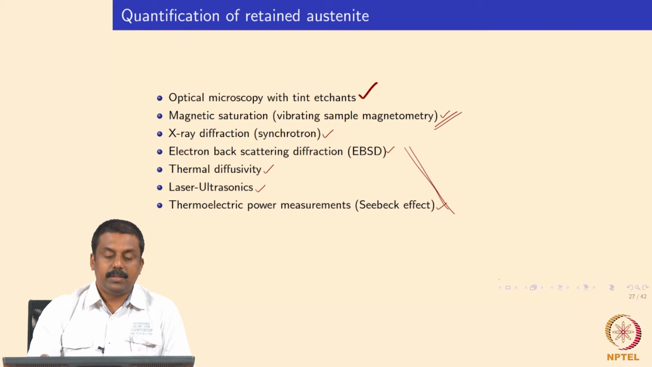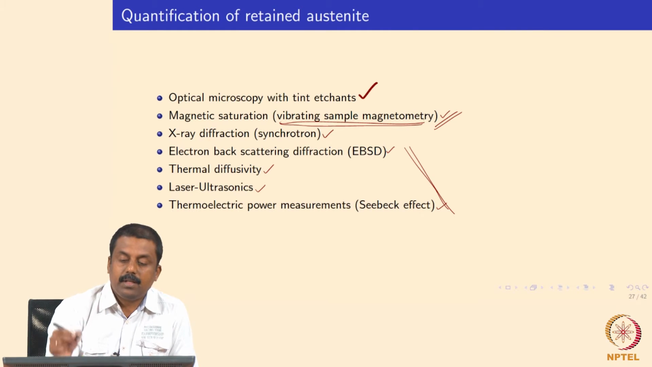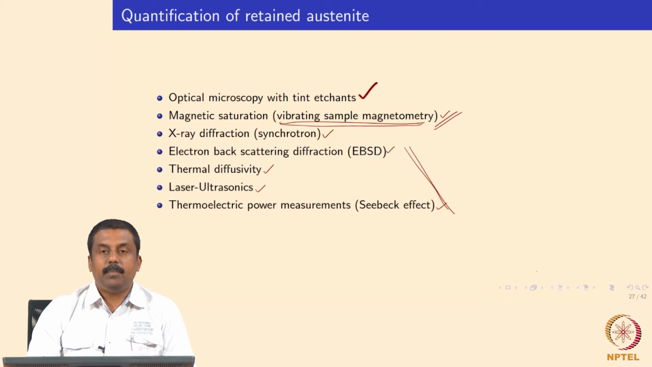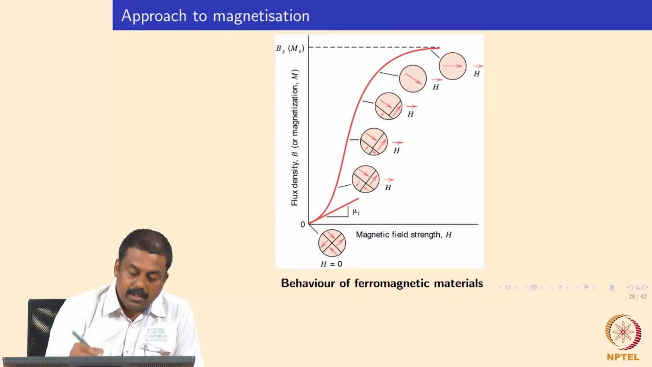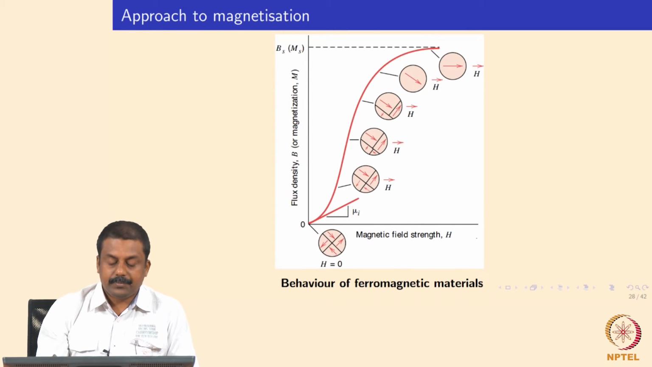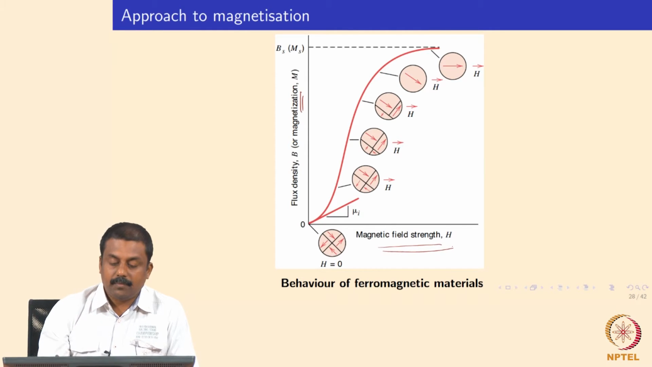So the technique we use for measuring retained austenite is known as vibrating sample magnetometry. You can refer to the literature for how the technique works, but I will explain the principle of how we measure the retained austenite concentration using this technique. So how we get the retained austenite concentration is by getting the saturation magnetization values. We measure the magnetic saturation, or mass magnetization, as a function of applied magnetic field strength in Tesla.